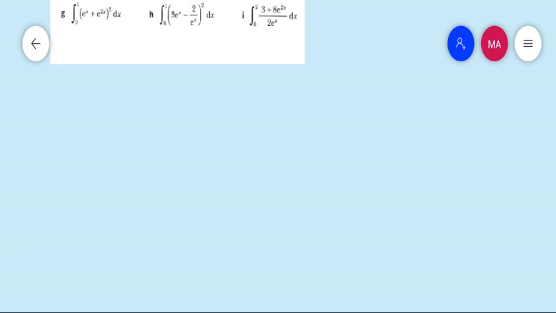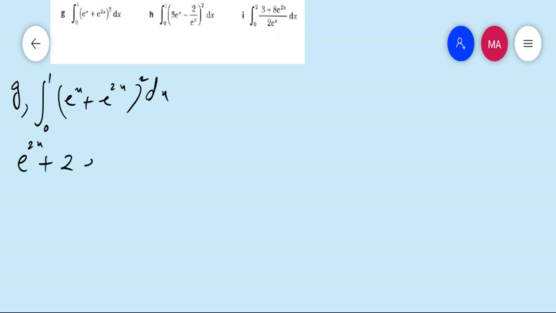Part G. Integrate 0 to 1, e^x plus e^(2x), whole square. Again we have to use the result (a plus b) whole square: e^(2x) plus 2 e^x e^(2x) is e^(3x), plus e^(2x) square, which is e^(4x), dx.